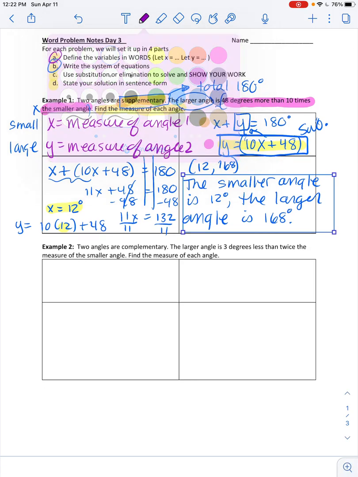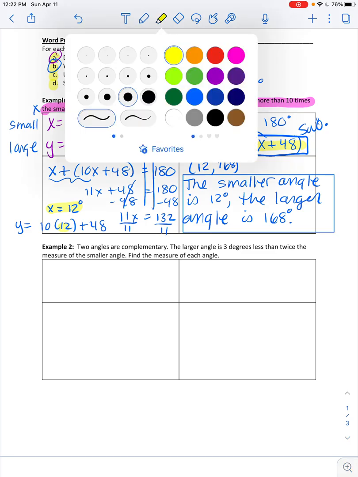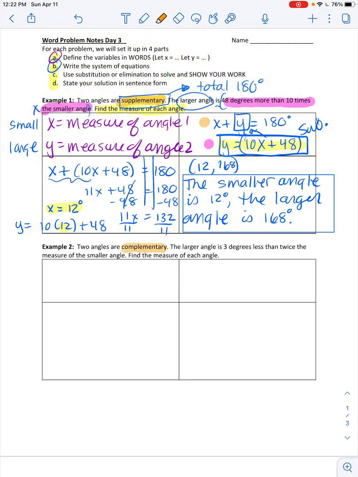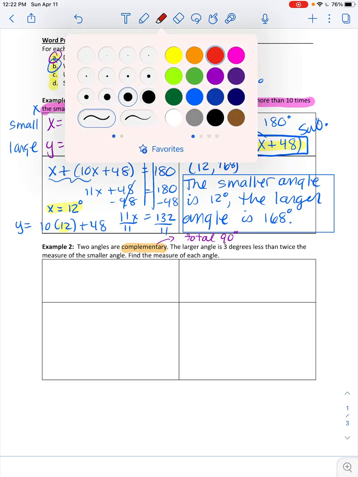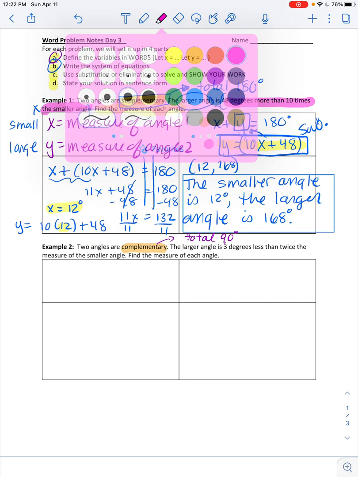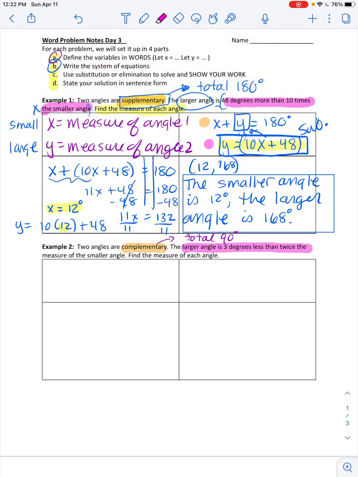So in this next example, it starts off similarly. It says 2 angles are complementary. Now, if you aren't familiar with the term complementary, we have to just take a second to know that that means they total 90 degrees. The larger angle is 3 degrees less than twice the measure of the small angle. Okay, so again, that's a lot, and that's going to help us find our equations as well, but we'll leave it for now. What it's asking for here is, again, for us to find the measure of each angle.